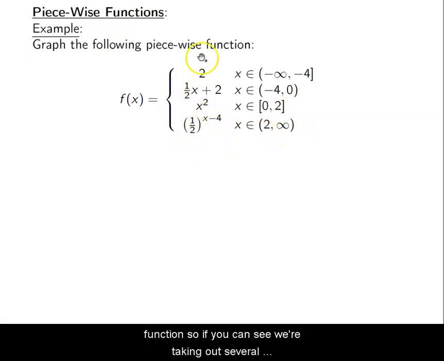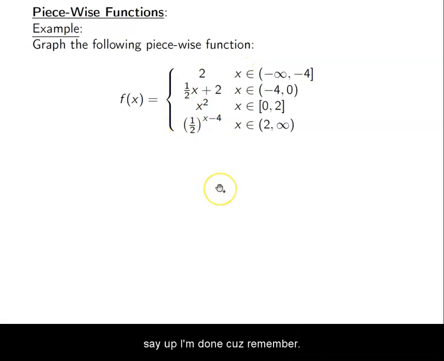So if you can see, we're taking on several things. We're taking on a constant function, a linear function, a quadratic function, and an exponential function, right? So when I do this, I graph them one at a time. I don't try to graph all 4 of these and just say, oh, I'm done.